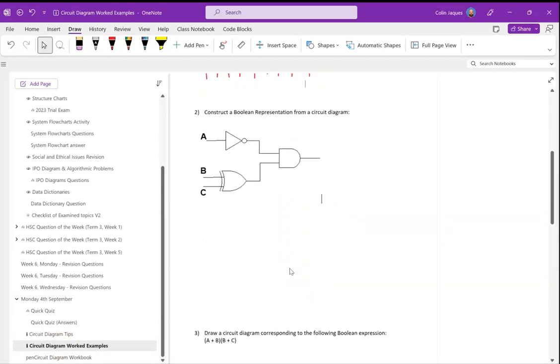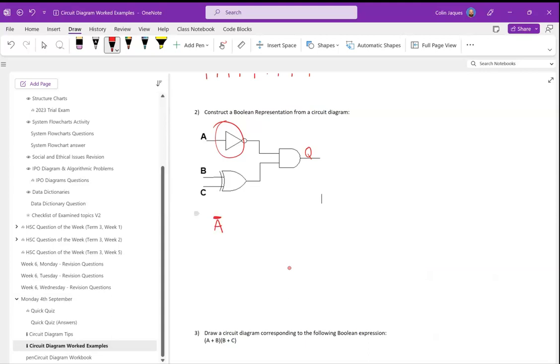Number 2, in an exam, you may be asked to represent a circuit diagram with a Boolean representation. These shouldn't be too concerning for you. The way I like to do them is to work right to left. On my left-hand side, I have an input A and inputs B and C, going to an output Q here. To convert this into a Boolean representation, I firstly need to understand what this symbol is, which is simply a NOT gate. So I would put that here.